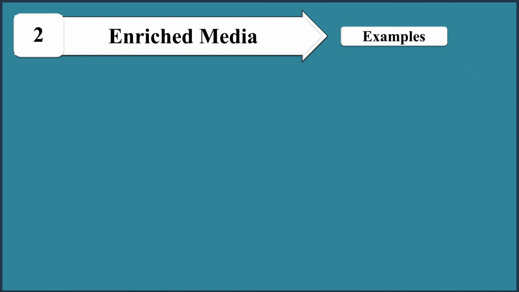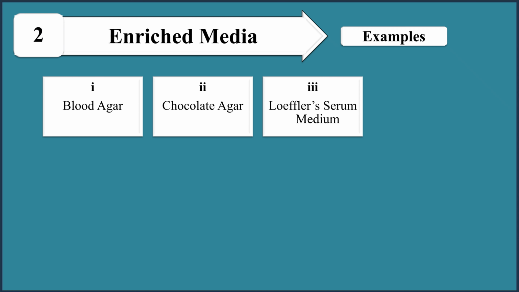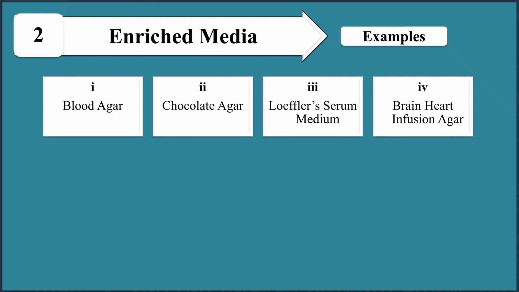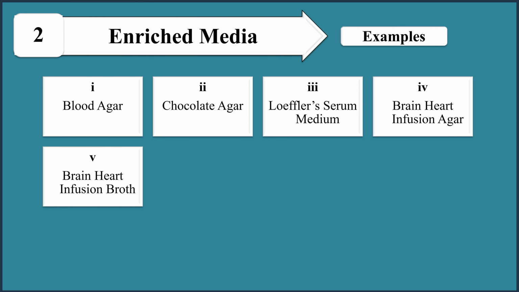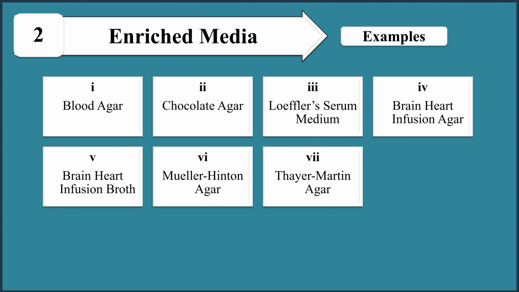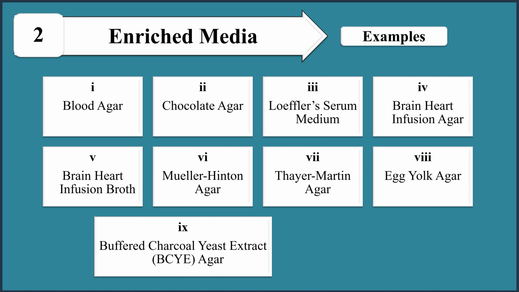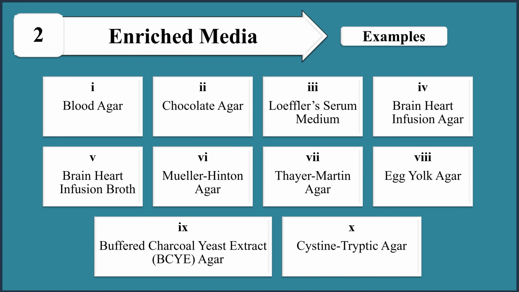The examples of enriched media are blood agar, chocolate agar, Loeffler serum medium, brain heart infusion agar, brain heart infusion broth, Mueller Hinton agar, Thayer-Martin agar, egg yolk agar, buffered charcoal yeast extract agar, and cysteine tryptic agar.